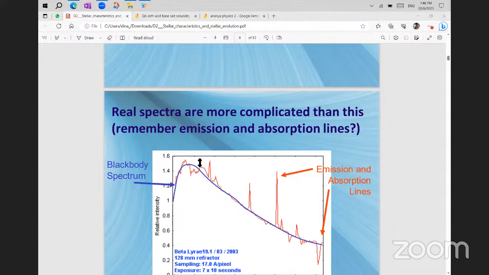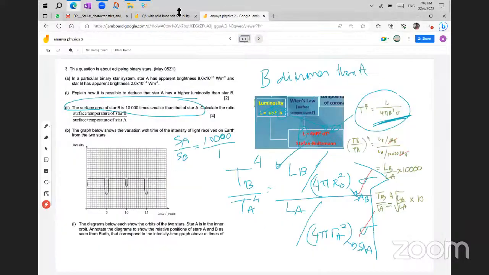If their distance is the same, then their apparent brightness ratio will be their real brightness ratio, because their distance is the same. So that's why in this question, they don't tell you LB, LA. They still expect you to do it because you can replace it with apparent brightness. So they are cheeky that way, no? Yeah, cheeky that way.